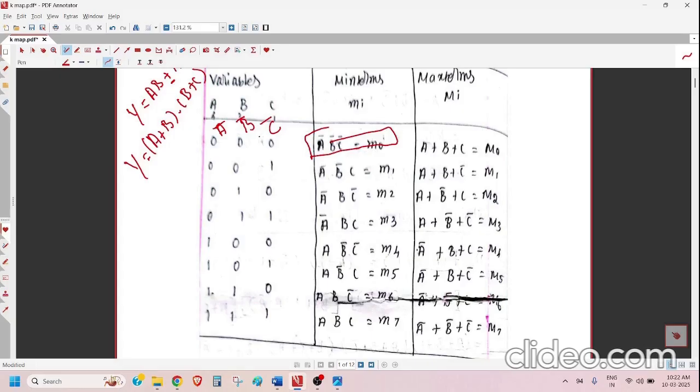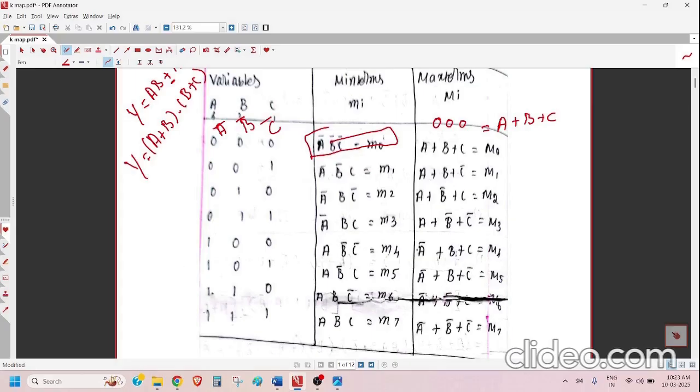Since it is the same concept for max terms, for 000, in max terms 0 means without bar and 1 means with the bar. Also you have to write the equation in sum terms. So that means A plus B plus C. Likewise you have to write it.